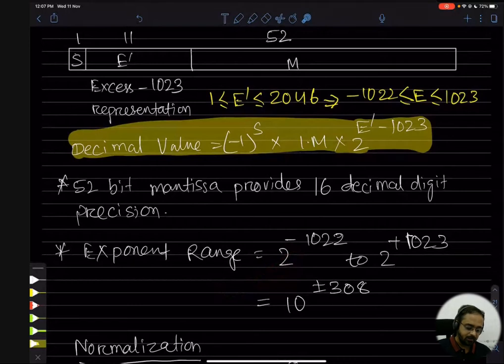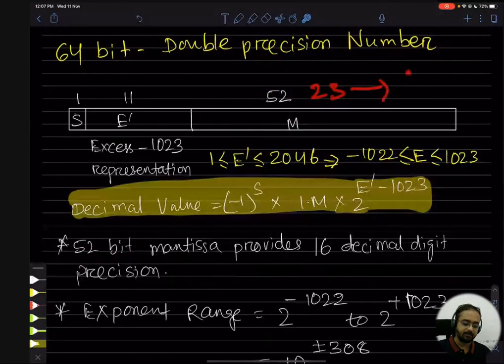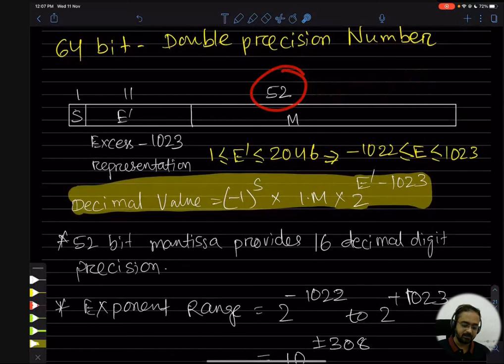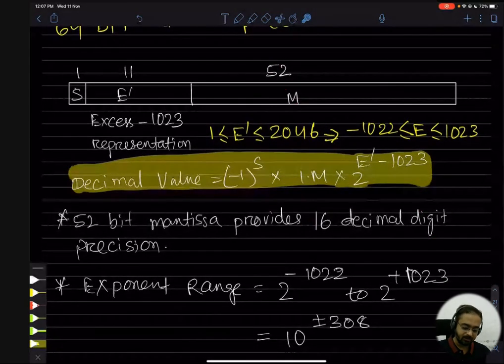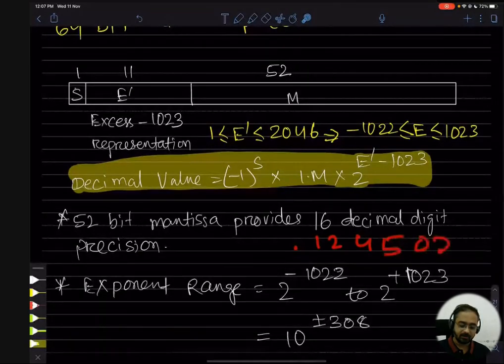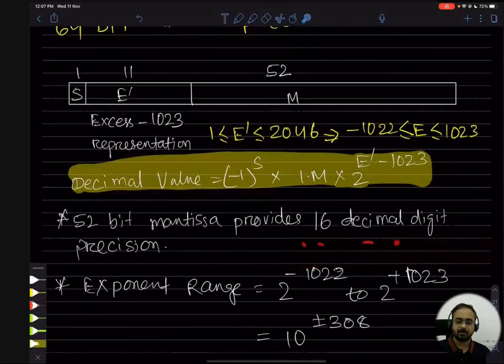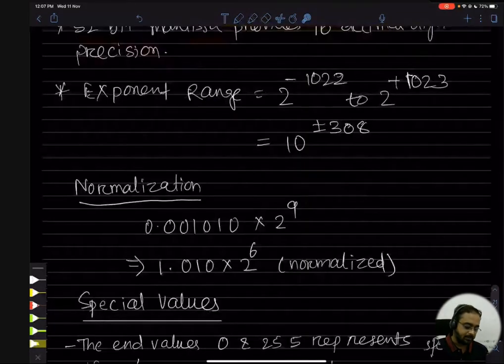Okay, and the 52-bit mantissa, in the previous case it was 23, which can represent 7-digit precision. If it is 52, it can represent 16 decimal digit precision. Okay, so after the point you can write 16 digits of precision, so it is very precise. So there will be 16 digits you can write after the decimal point. Okay, so that is the advantage of your double precision.